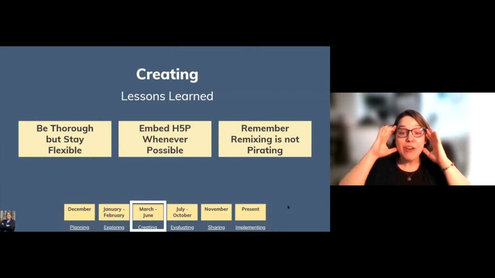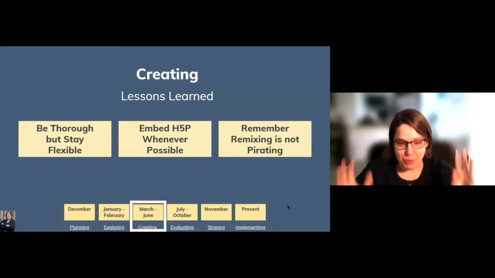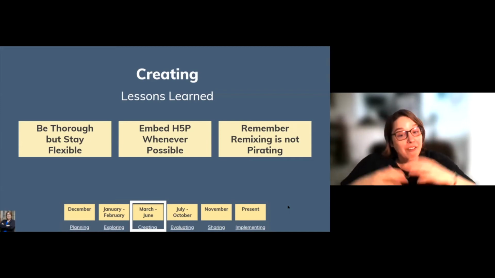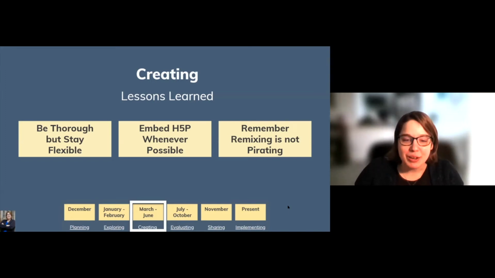And so if I can have anything I say today be a takeaway, you are not being a pirate by mixing and matching. That is the very baseline of what OER is supposed to be. So have fun with it. Wear a patch if you want to. Just have a blast because it really is fun when you get into it.